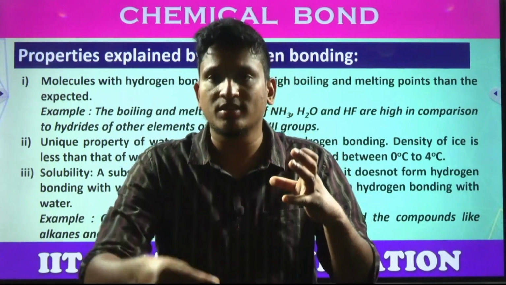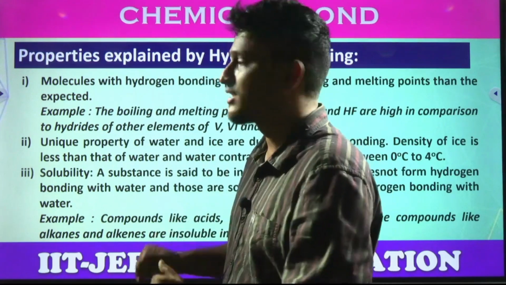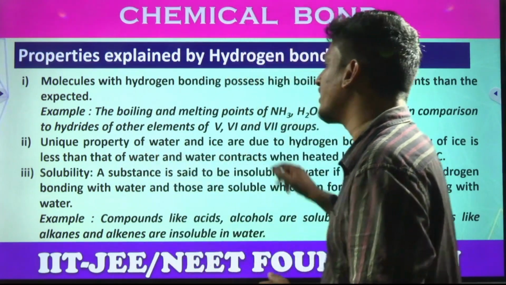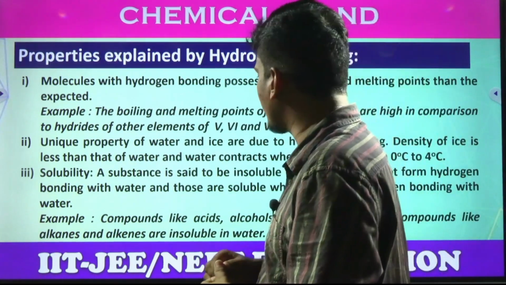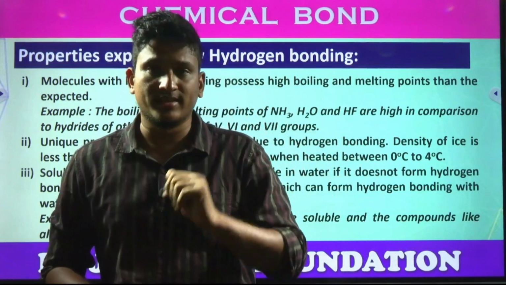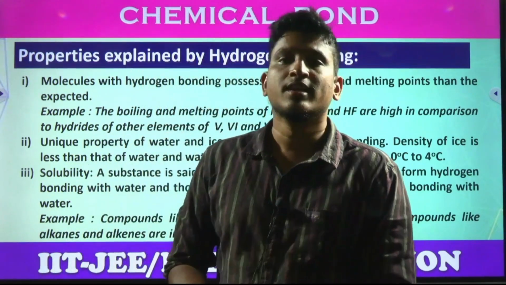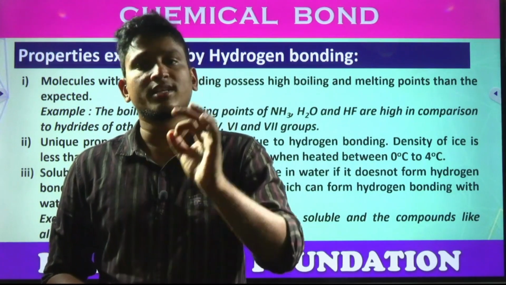That's why melting points and boiling points are higher than expected, because of hydrogen bonding. So the unique properties of water and ice are due to hydrogen bonding. The density of ice is less than that of water, and water contracts when heated between 0 degrees Celsius and 4 degrees Celsius. This is also a very, very important point.